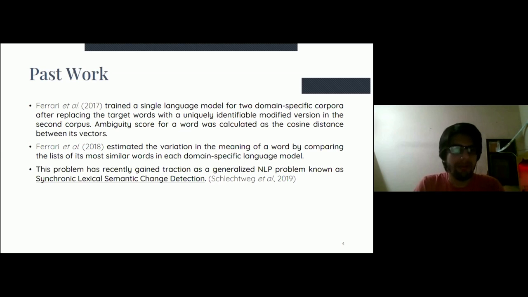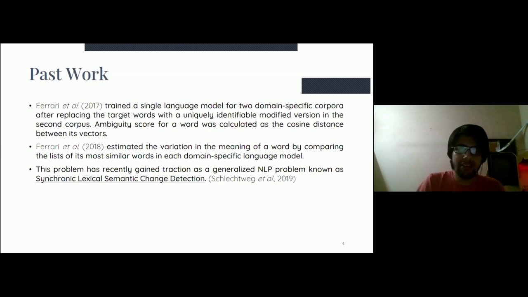Another work, also by Ferrari and some other authors in 2018, was based on creating a different language model for each corpus. A particular advantage of this work was that now we can have more than two domains quite easily. The idea was, let's say we have 5 domains, so we create 5 different language models. For every word, we see what its nearest words are in each language model, and then we compare those lists and try to estimate the level of ambiguity.